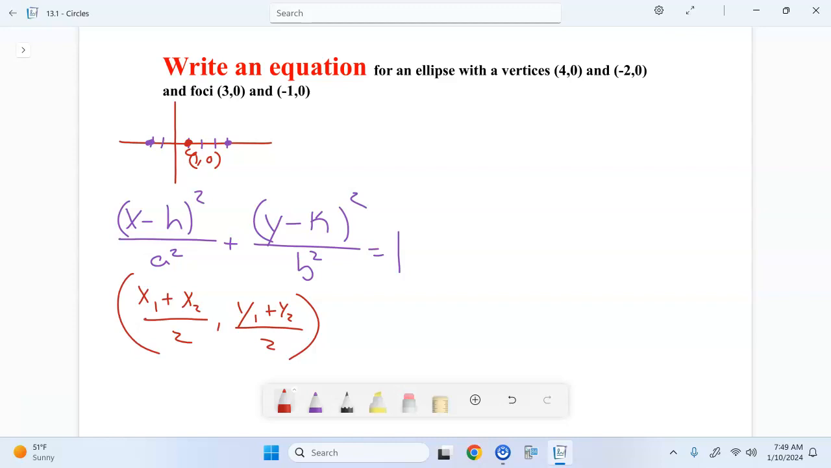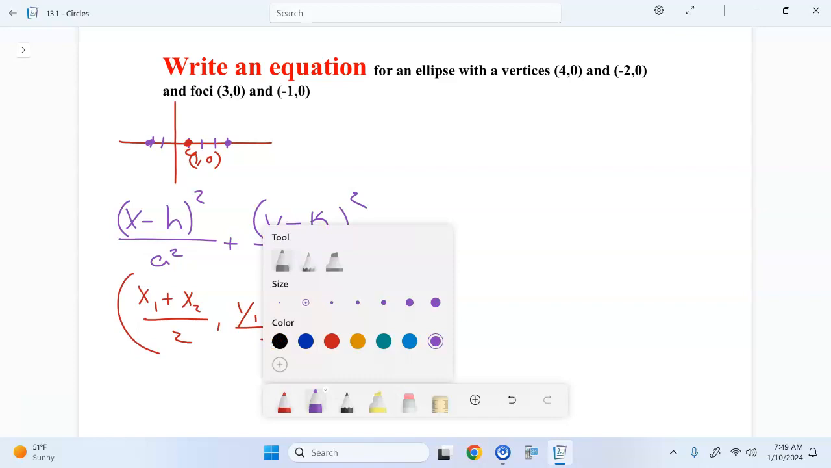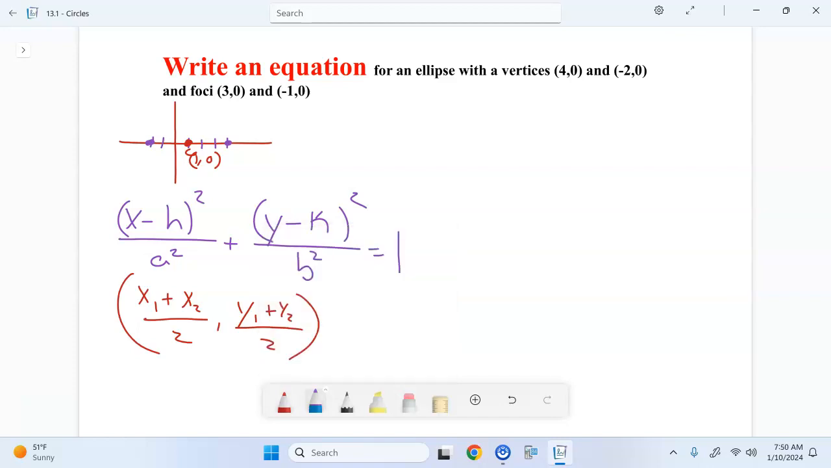We can also see where our foci are. Let's change colors here. Our foci are at 3, 0 and at negative 1, 0. All right. So we've got center for H and K. We need to figure A and B. A measures the distance from what to what? Center to the vertices. How far away is the center from our vertices? 3. 1, 2. Okay. So A has to be 3.